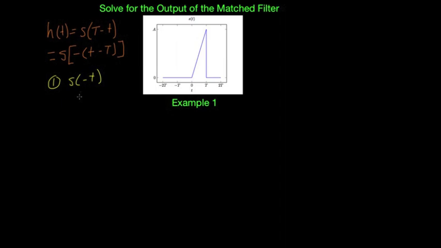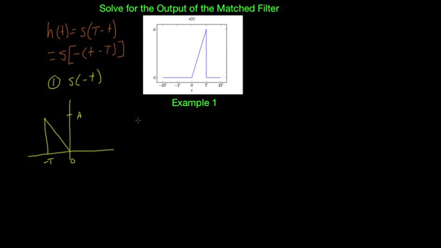If we were to graph s of negative t, it would be a plot of s of t inverted across the amplitude axis. So we would have something that has a negative slope, and we would primarily be looking at this in quadrant 2 of this xy plane, and it still has an amplitude of a.